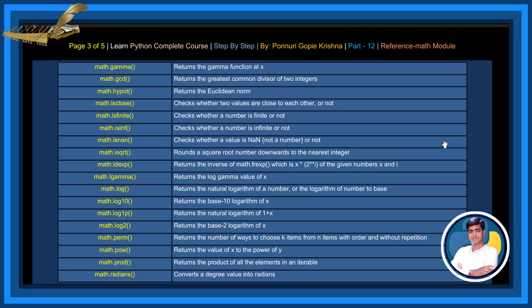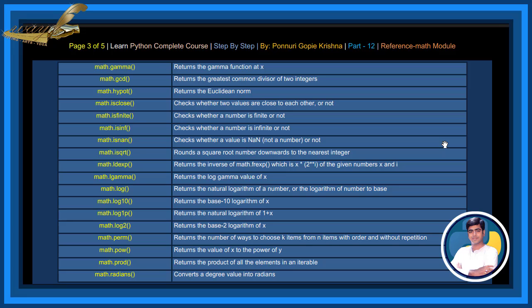The math.isqrt method rounds a square root number downwards to the nearest integer. The math.ldexp method returns the inverse of the math.frexp method, which is x times 2 to the power of i, for the given number x and i. The math.lgamma method returns the log gamma value of x.